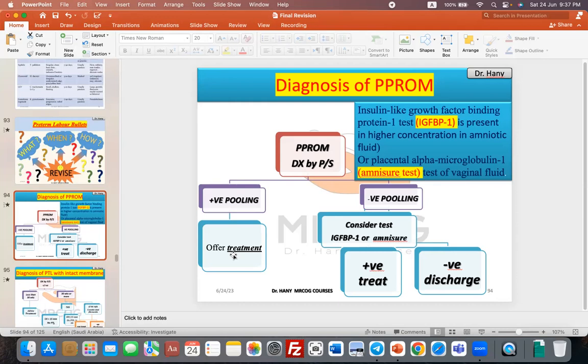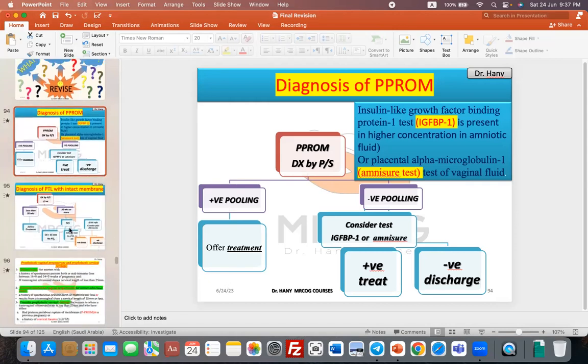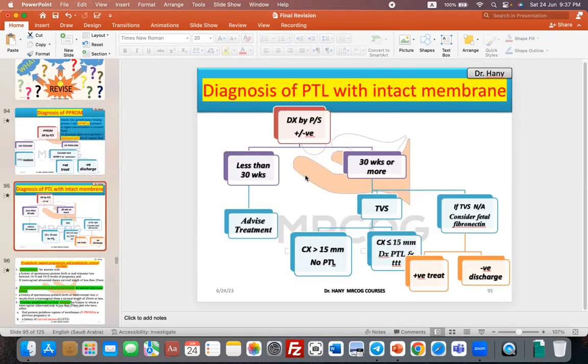Positive pooling, treat. Negative pooling, I will do a test. What is the test? It is Amnisure or the Parts test: insulin-like growth factor binding protein 1. Positive, treat; negative, discharge. And again, for the preterm labor speculum examination, less than 30, dilatation, effacement, so treat.